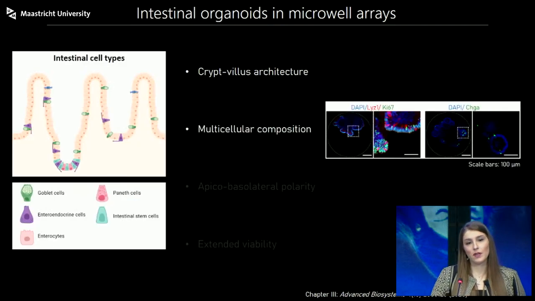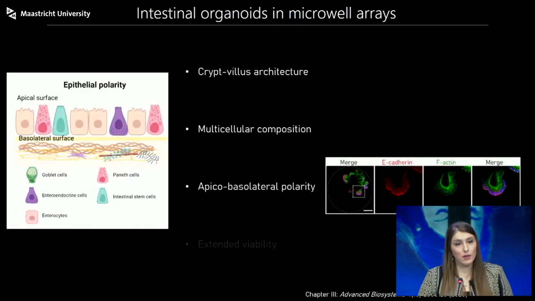The presence of different intestinal cell types is a crucial factor for the proper function of the intestine. And for this reason, we assessed whether these cells are also present in the organoids. So for example, in the left two images, you can see in green some stem cells and in red some Paneth cells. And on the right panel, we can see some enteroendocrine cells in green, indicating the presence of different cell types in our organoids.